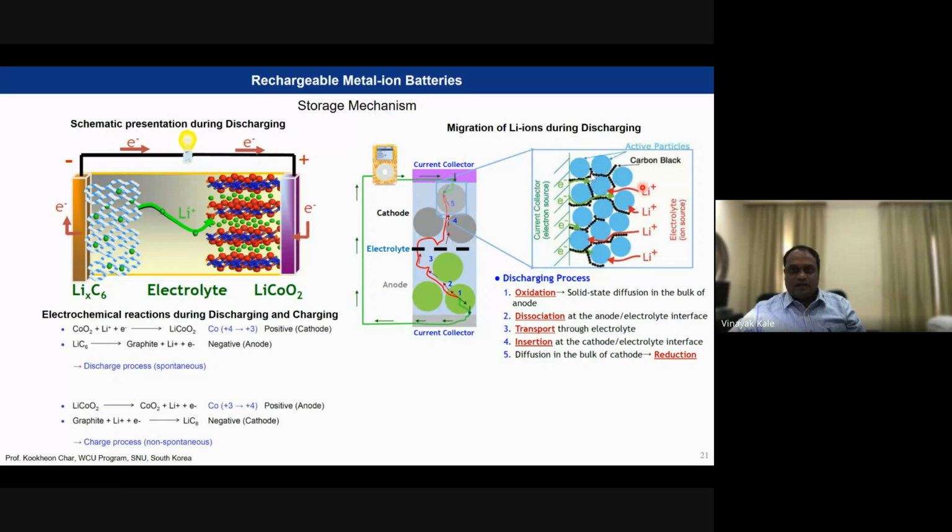At the current collector stage, one can see that lithium can migrate through the conducting carbon or carbon black, and the source of the electron is the current collector, which provides the electron. And from the external circuit, if a load has been connected, whatever device like a mobile or laptop, it can work through this external circuit by the passage of electrons from one end to the other. So this is the storage mechanism of the lithium battery.